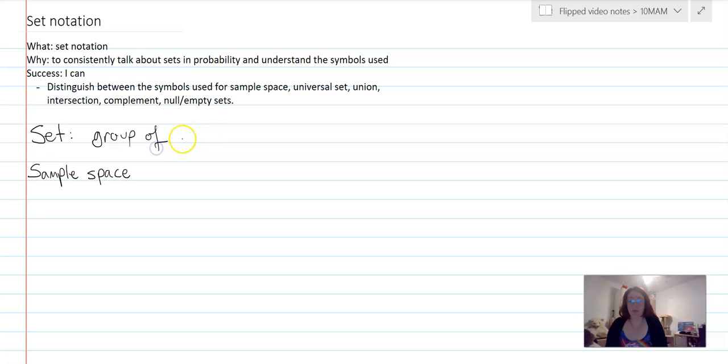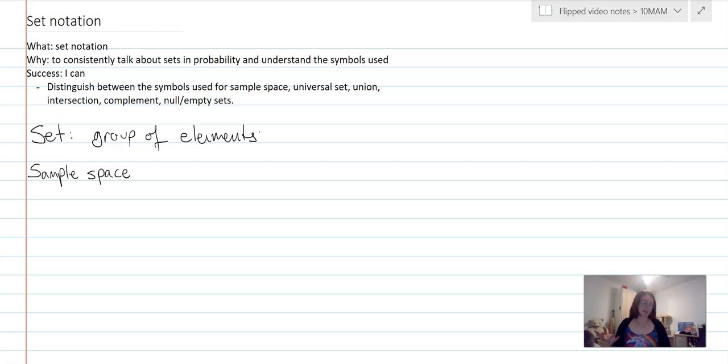We call these things elements. So your set might be the names of people that like a particular thing. It might be the numbers on a die. It might be the colors of balls in a bag, right? It's a group of things that you're looking at.